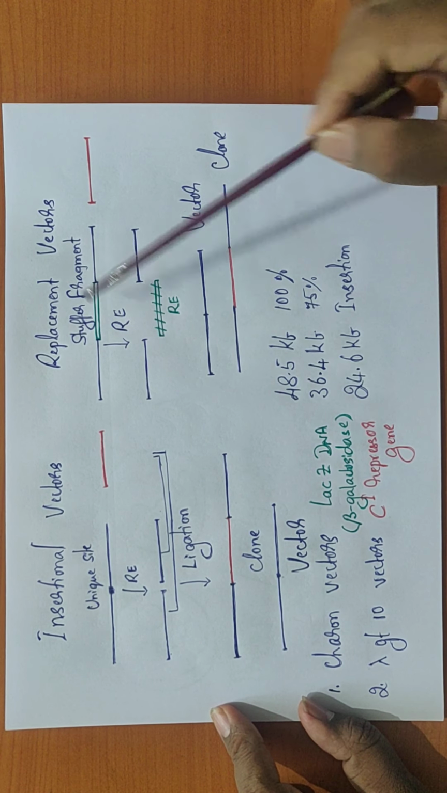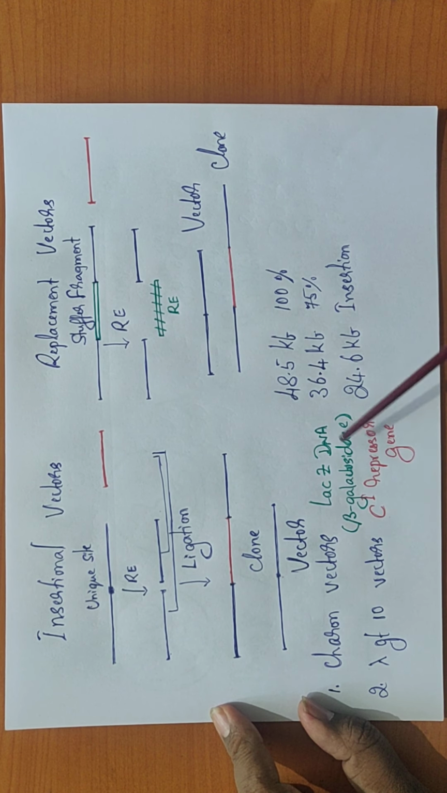In the case of a replacement vector, what the Charon vectors use is that in the stuffer fragment, we are going to have a full length lacZ DNA. Now this lacZ DNA is going to be replaced by the DNA of our choice. So in the case of Charon vectors, whether it is an insertional vector or a replacement vector, lacZ DNA is used for the clonal selection.